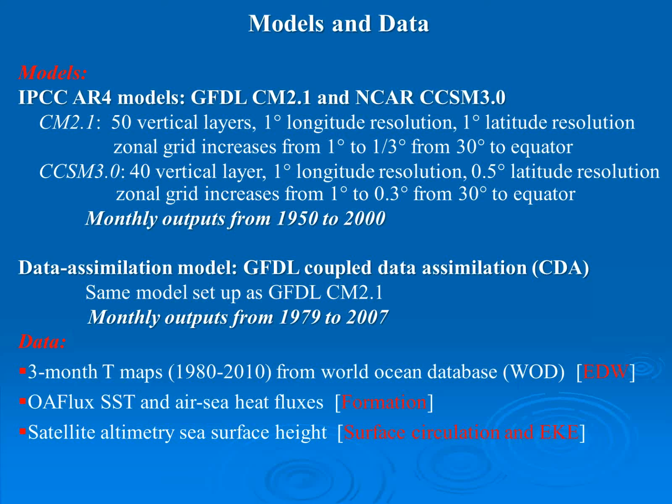I'm not going to talk about the setup. The data we used is for 50 years, from 1950 to 2000. It's monthly output. Another model we use is a data assimilation model from GFDL. It's coupled data assimilation. Basically, it has the same model setup as GFDL 2.1. So the purpose is to look at the data assimilation process, whether it improves or deteriorates the model dynamics and thermodynamics.